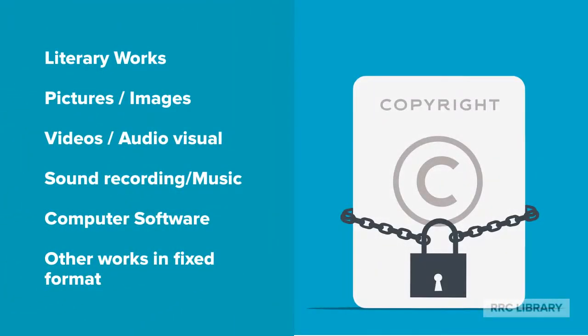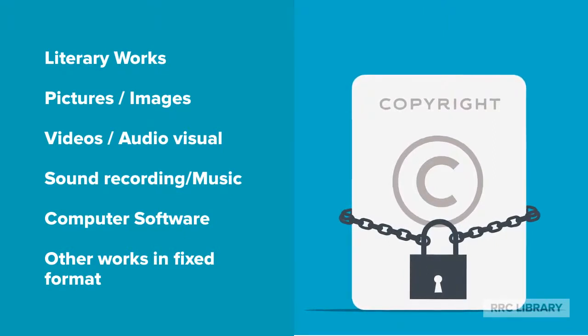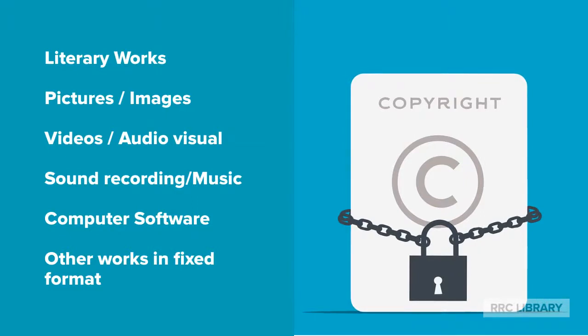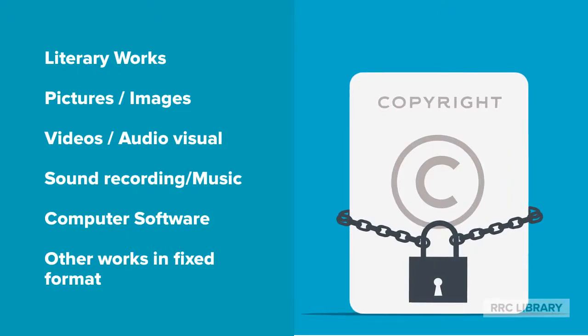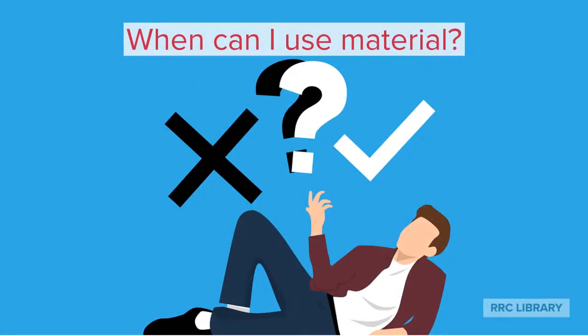Copyright protects things like literary works, which are textbooks and writing that we find online, pictures and images such as those that we find through Google search, videos and audiovisual works such as TikToks and YouTube videos, sound recordings and music, computer software, and other works in fixed formats such as architectural works and sculpture. Copyright belongs to the individual that created the work, not the person that found it online.